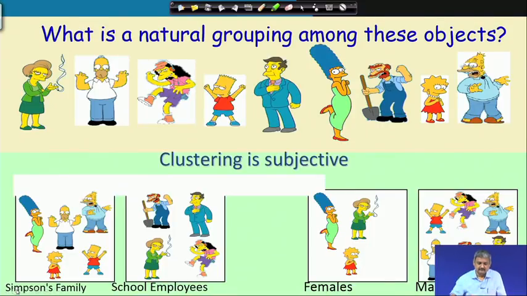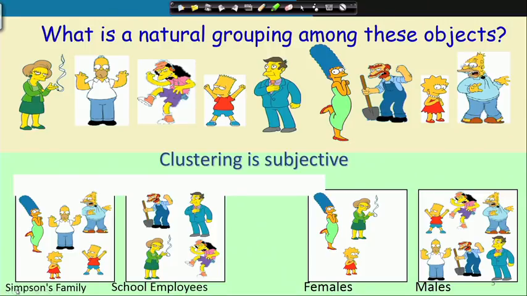So, I can have several possible groupings. For example, I can have two groups of these 9 images: let us say all members of this family, these are people of a family, and maybe some employee of the school. That can be a possible grouping, one clustering. Or I can group into male and female, that is another possible clustering. So, what is a natural grouping, what is a similarity, is subjective.